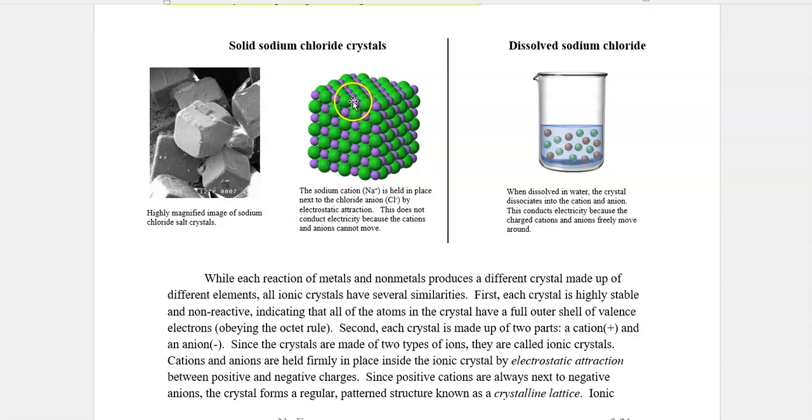So here we've got our sodium ions, which are the purple ones. They've lost an electron, so they're smaller. And then chlorine has gained an electron, so it's the green ones. Notice they're very organized. It repeats: sodium, chlorine, sodium, chlorine, plus minus, plus minus. When dissolved in water, the crystal dissociates into the cation and anion. This conducts electricity because the charged cations and anions freely move around.